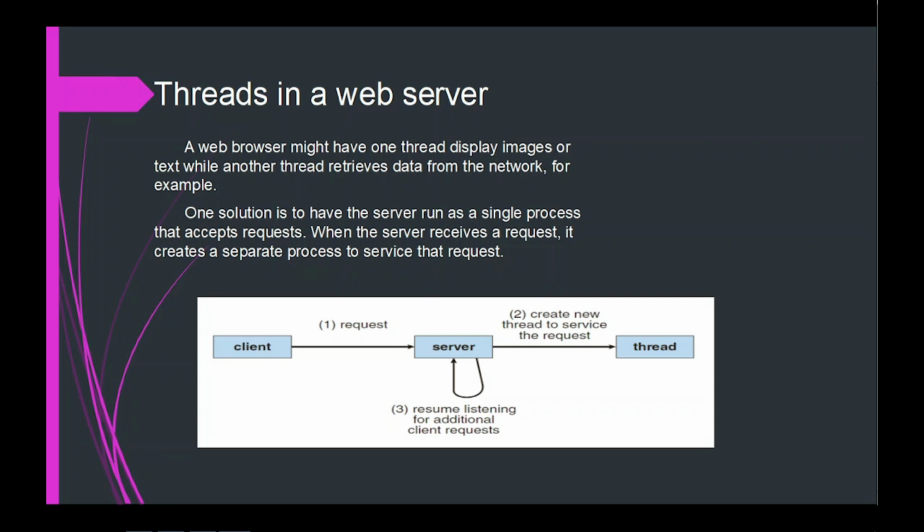An example of this is the USM BLE website. Because of many students accessing the website, the website starts to crash and can't support the students because it cannot create another thread, as it reaches its own limit. So that's an example of multi-threading in the web server.